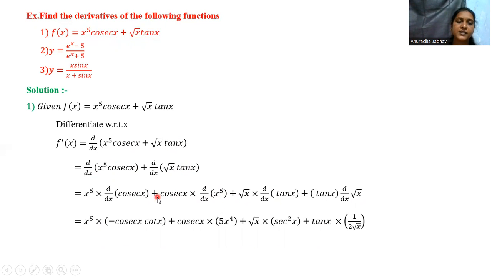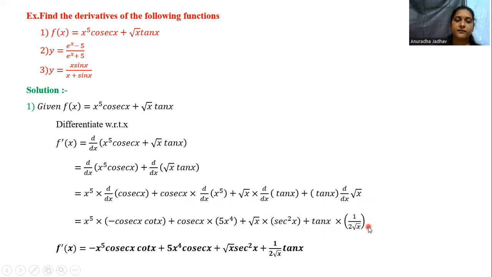One by one find its derivative. x raised to 5 as it is. Derivative of cosec x is minus cosec x into cot x, plus cosec x as it is. Derivative of x raised to 5 is 5 into x raised to 4, plus root x as it is. Derivative of tan x is sec square x, plus tan x as it is. Derivative of root x is 1 upon 2 root x.